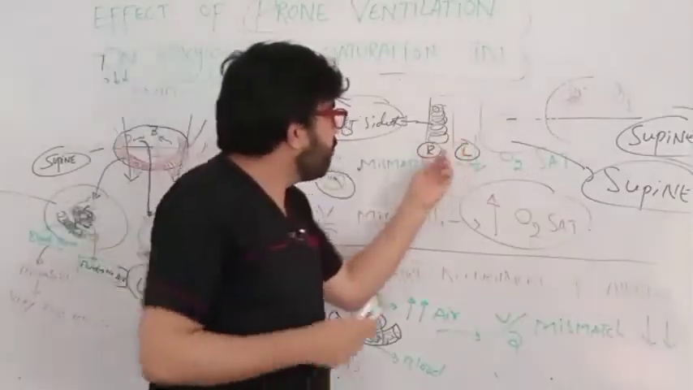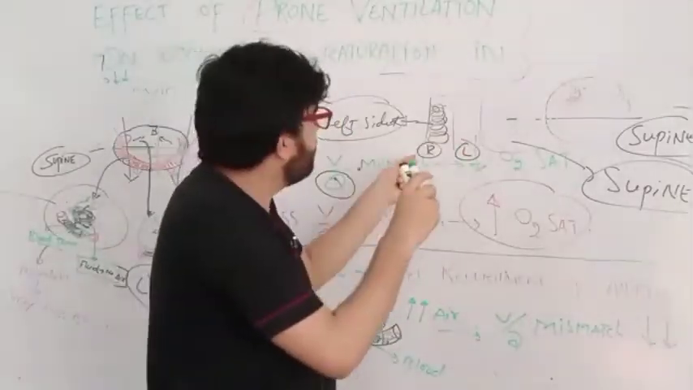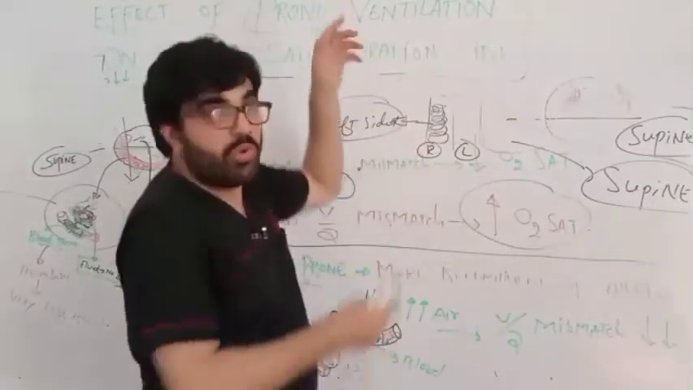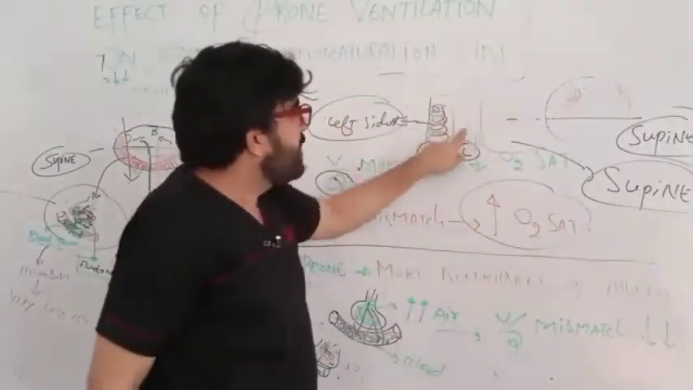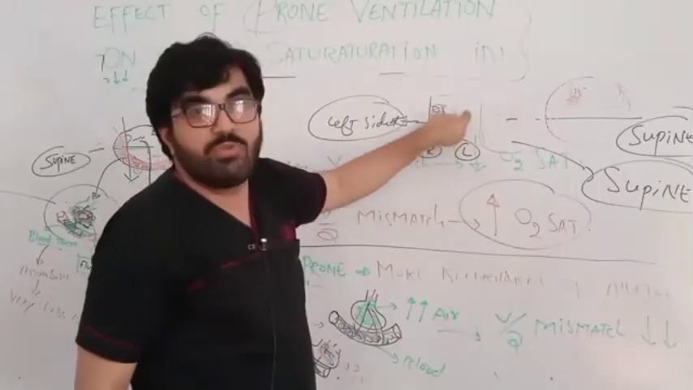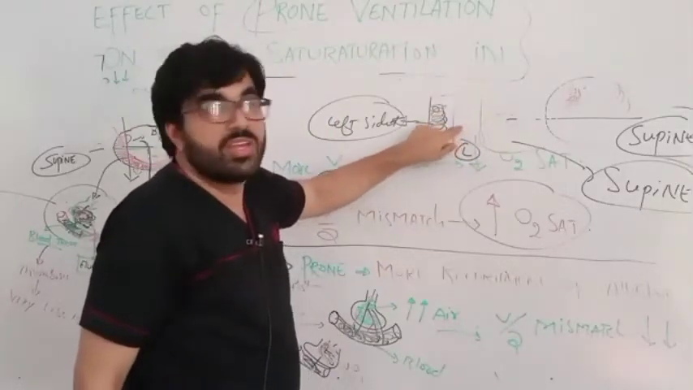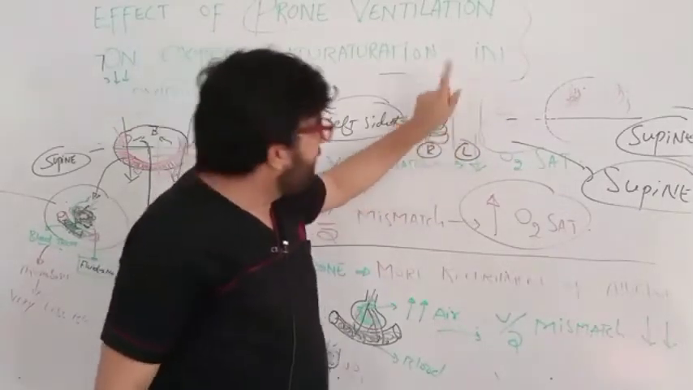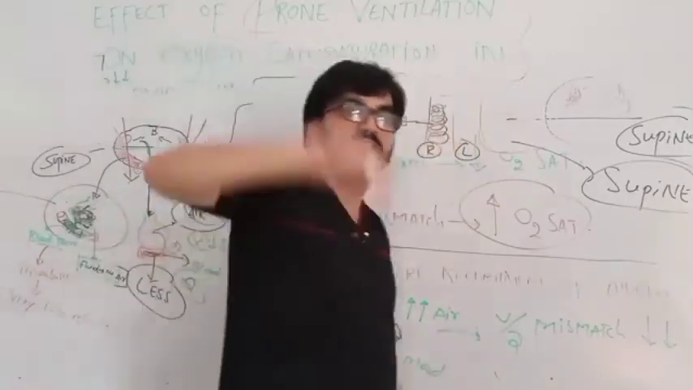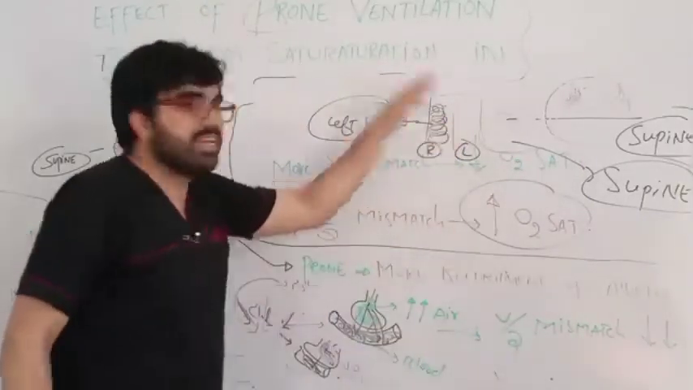But what if we keep this patient on the left side, with the right side above? What happens? All the blood would come toward the left side. If all the blood comes toward the left side, what will happen? We are having healthy alveoli over here. If the blood is maximum and the alveoli are healthy, we are having maximum oxygen saturation, and there will be decreased VQ mismatch.